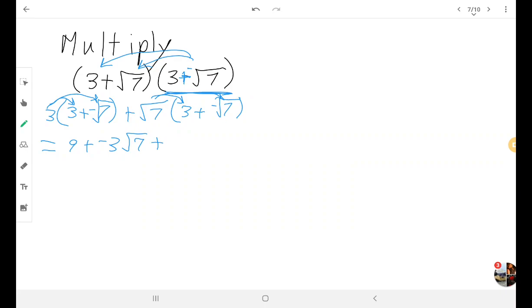Plus, the square root of 7 times 3 is 3 times the square root of 7. Plus, positive times negative is negative. And then I've got the square root of 7 times 7, which for right now I'll write that way. I'll just put the 2 7s inside of the square root together. So then I've got 9 plus, now look at these 2 here. Look at those 2 terms. They're like terms. They've both got a square root of 7 attached to them.